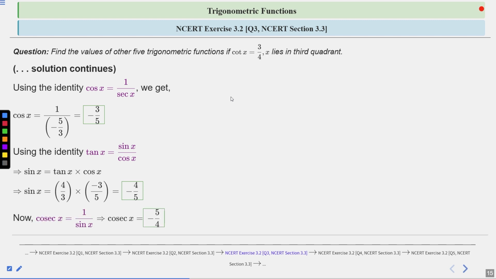Now, cosec x is equal to 1 upon sin x. Therefore, cosec x will be equal to minus 5 upon 4.